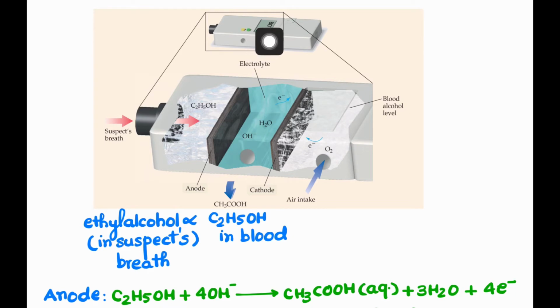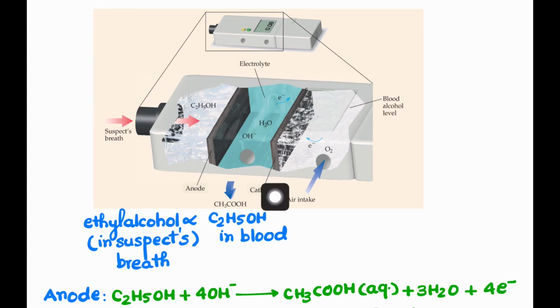The magnitude of this current will be directly proportional to the ethyl alcohol amount that is present in the suspect's breath. We can see directly that 1 mole of the ethyl alcohol is able to produce 4 mole of electron. More electrons produced means there will be more flow of current.